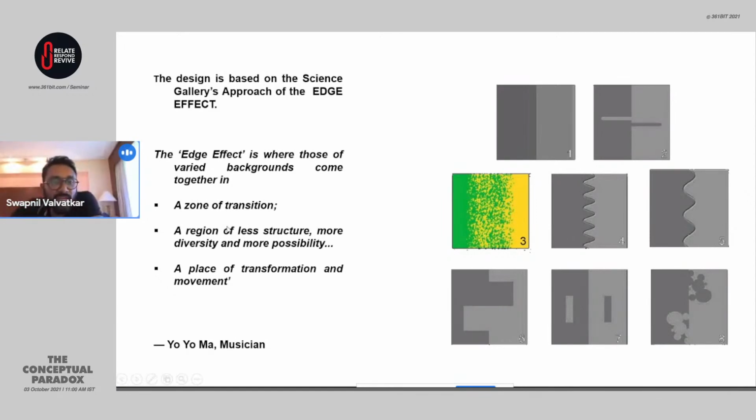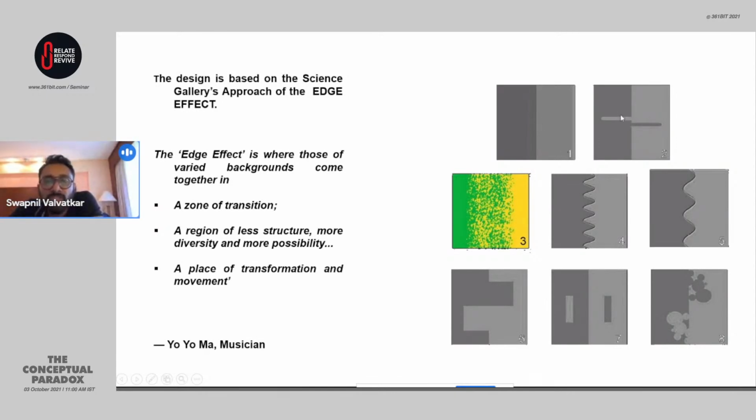So the edge effect, if we had to define it in architecture, is when you have two things, let's say land and sea, or land and water, it's always a distinct edge. Or let's say two user groups as well. In this case, we were talking about two user groups. It's a very definite edge. And then you start merging one into another.